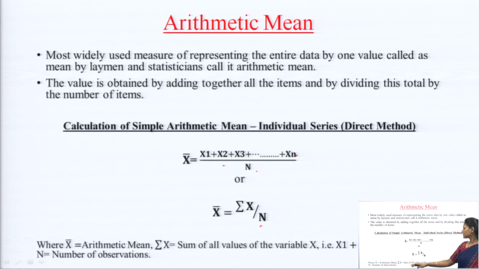The arithmetic mean is represented by x bar. Summation x is the sum of all the values of the variables in the numerator, and n is the number of observations.